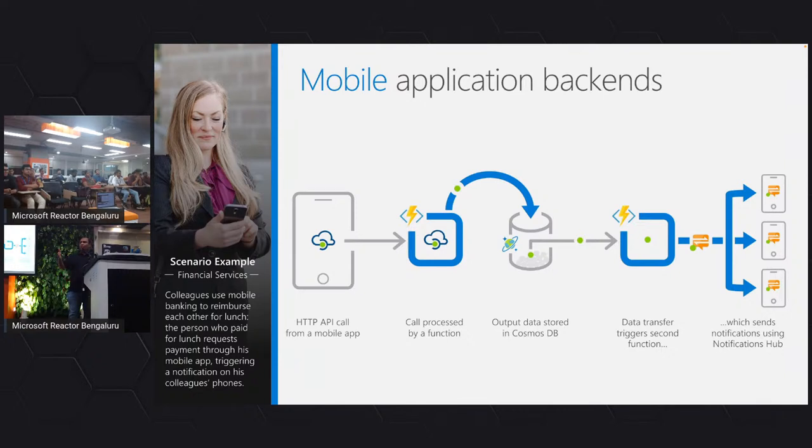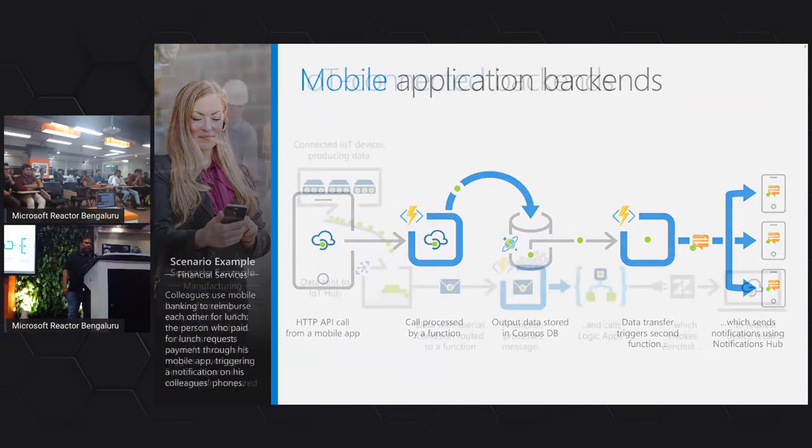If you see, there are different sets of triggers. One is getting triggered from a Cosmos DB trigger, the other from an HTTP trigger. So there are different triggers being used in the same application, and it does two different jobs, running two different things. But at the end of the day, it's sending a notification.